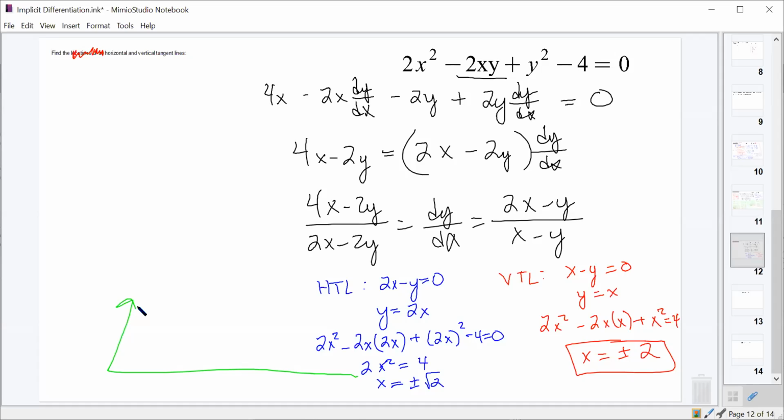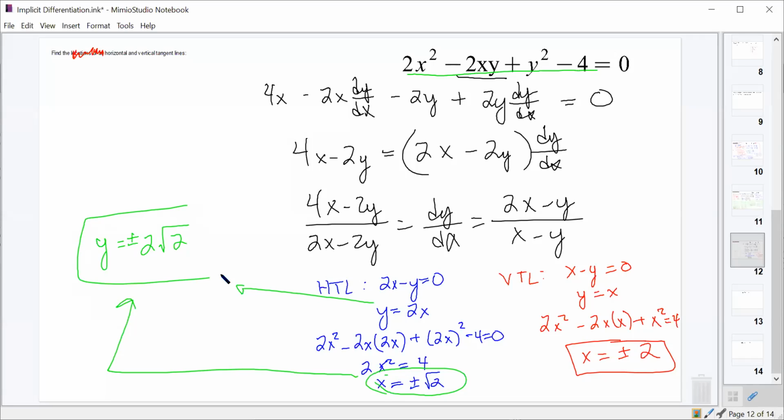Substitute in the other equation. So substitute where? y equals 2x. Yeah. So there's two places we could plug this in. We could plug this in up here, and it would give us the right answer. But we could also just plug it into y equals 2x, because I know this also has to be true. So y is equal to, sorry, plus or minus 2 root 2. And those should be our horizontal tangent lines. Everybody good with that?